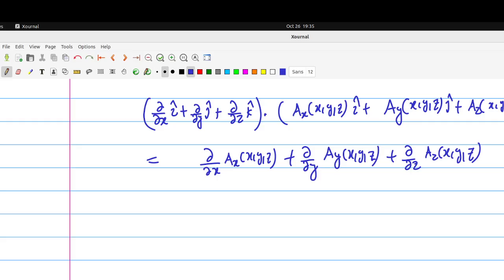Very, very interesting stuff is going on. Now the divergence of a vector field is a scalar. This is a scalar function. There is no direction associated with this. Now we understood what is the divergence, how divergence acts on a vector. But what is the meaning of this? Can you tell?